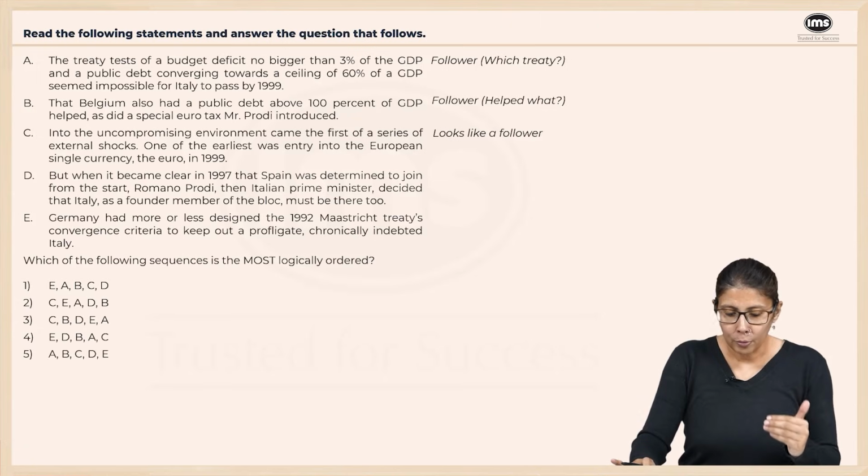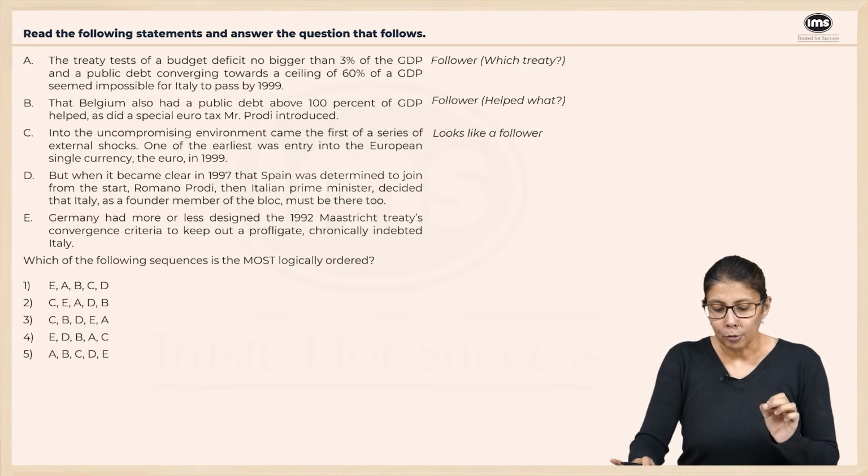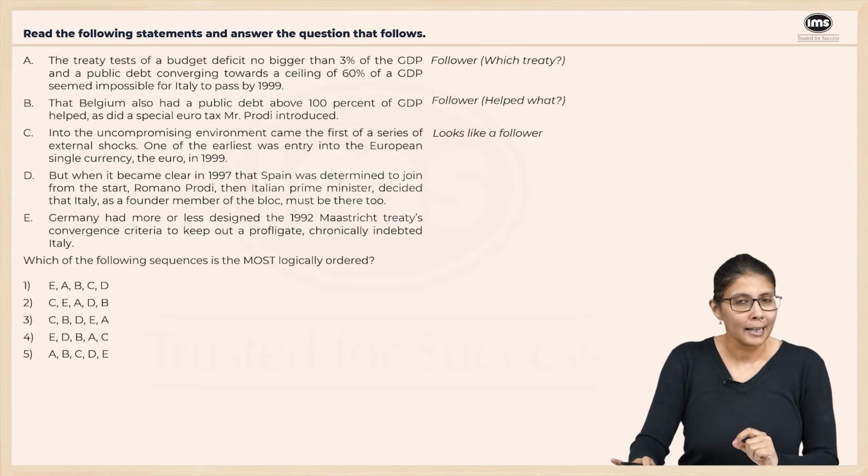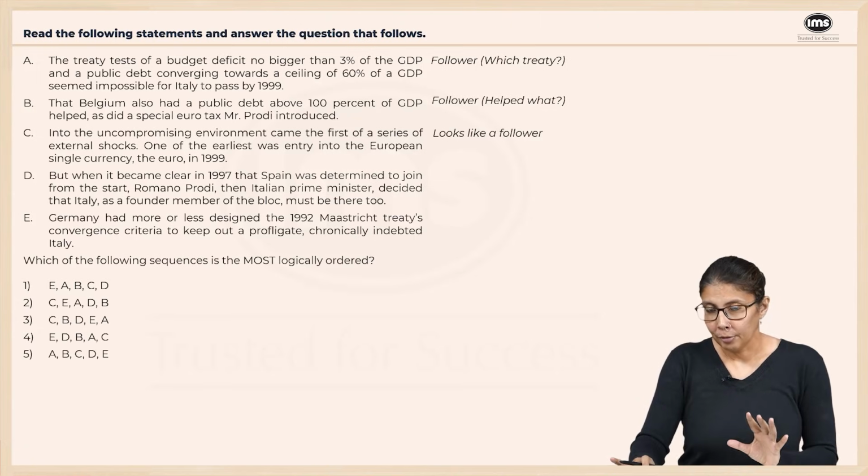D says, but when it became clear in 1997 that Spain was determined to join from the start, Romano Prodi, the Italian Prime Minister, decided that Italy as a founder member of the bloc must be there too. Now, the moment we read these dates, 1999 in C, 97 in D and 92 in E, we might start thinking that there is a chronological order. But you need to be careful whenever you think that there is a chronology there.